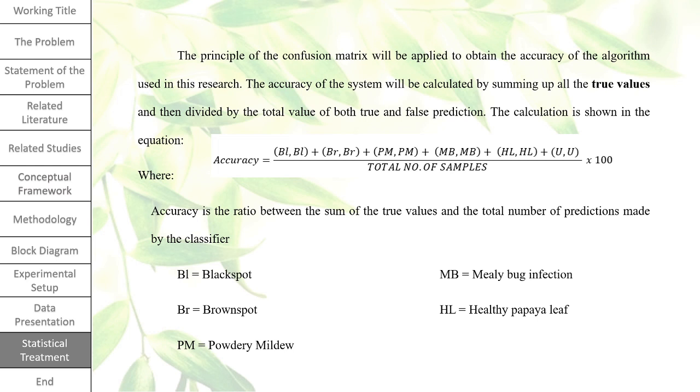Shown here is the calculation in the equation, where accuracy is the ratio of the sum of true values and the total number of predictions made by the classifier. BL is the black spot, BR is the brown spot, PM is the powdery mildew, MB is the mealybug infection, and HL is the healthy papaya leaf.